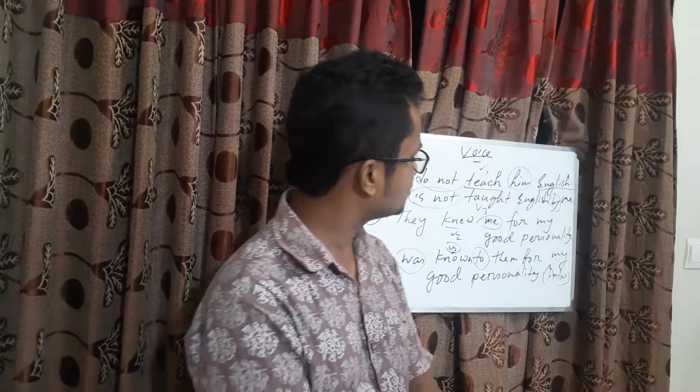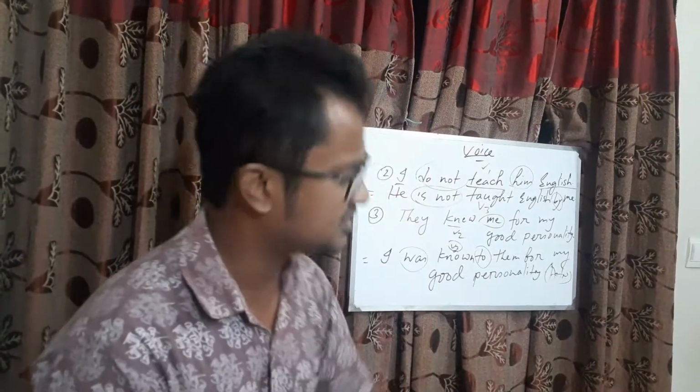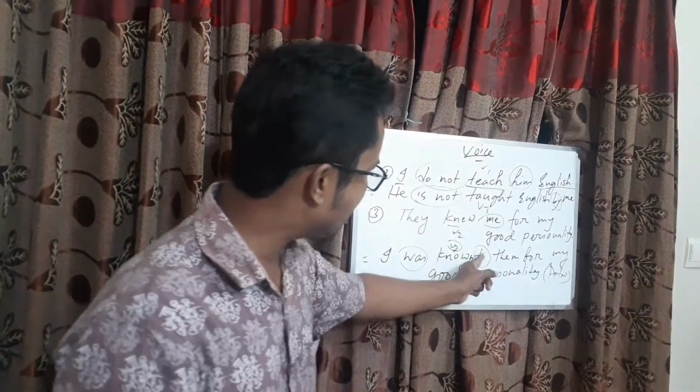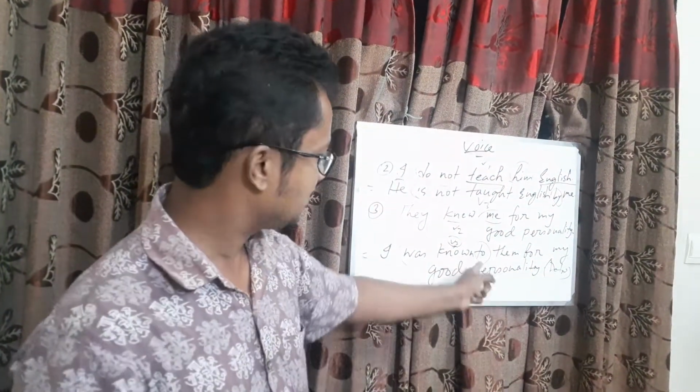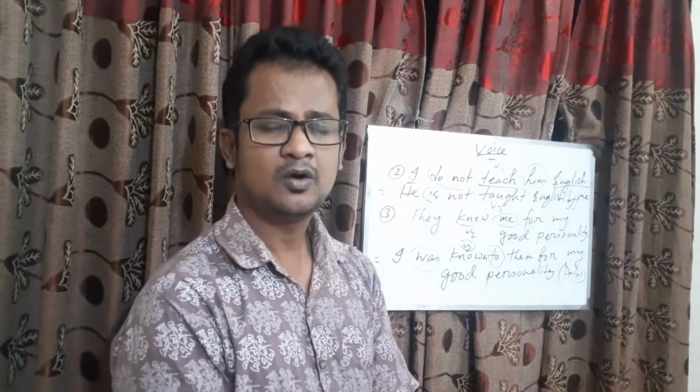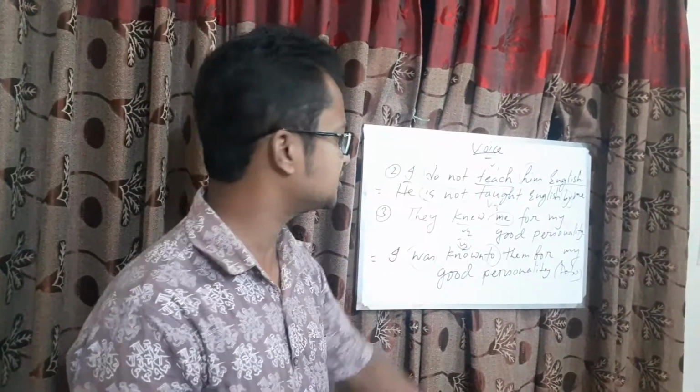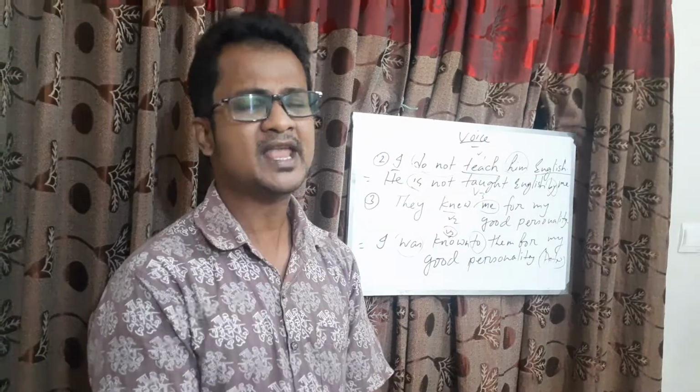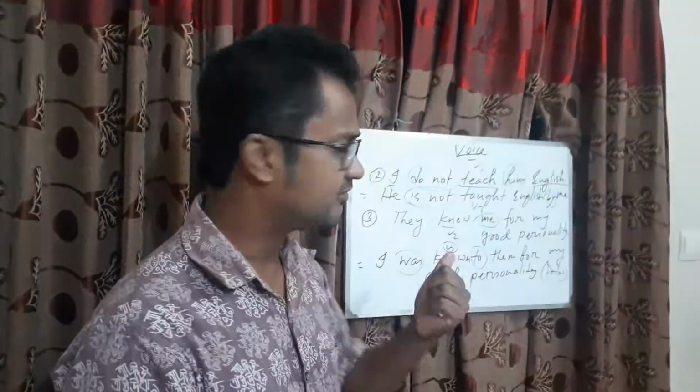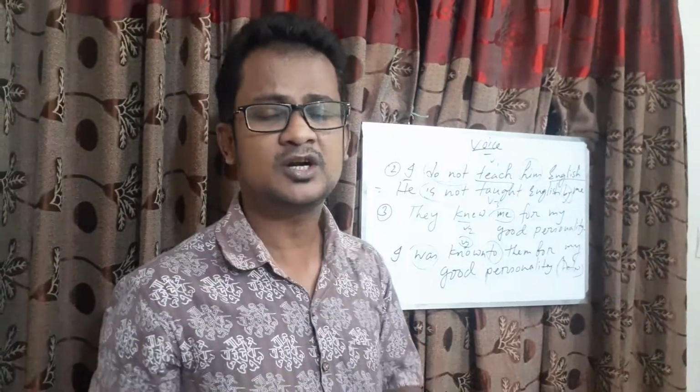I taught you that "by" will be there in the passive voice. But now look at the students. Now I have written "to" here. What is the reason for writing "to" instead of "by"? Why have I written it here? The reason is that there are some words.